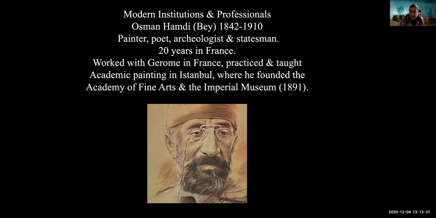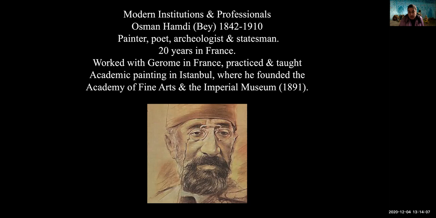Another kind of response came from individuals. So Osman Hamdi, whom I will talk about now, participated in two ways in responding to Orientalist thinking. One was informal. He was a painter and he painted scenes that seemed to talk back to Gérôme, but he was also a statesman and his father was a very important statesman. And he worked for the Ottoman government.